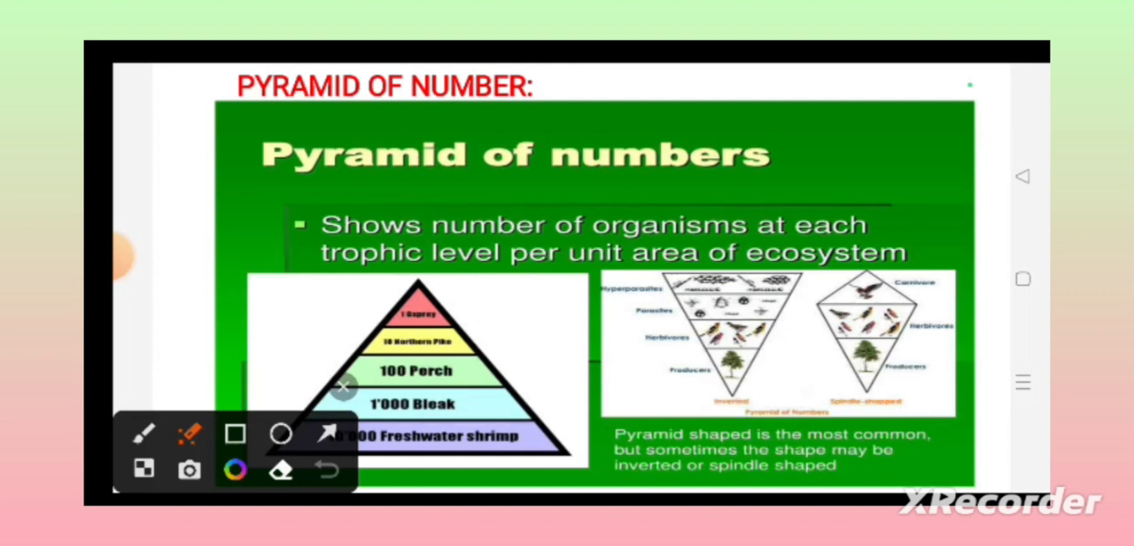a spindle shape, meaning the primary producer is only one at the bottom. After that, there will be a lot of birds feeding on this one tree. But the top level carnivore, if these ecto and endoparasites are not there, let us take the eagle, which feeds upon the different types of birds. So it will show the spindle shape, only one single organism is there. In some cases it will show the spindle shape in case of plant ecosystem or tree ecosystem.